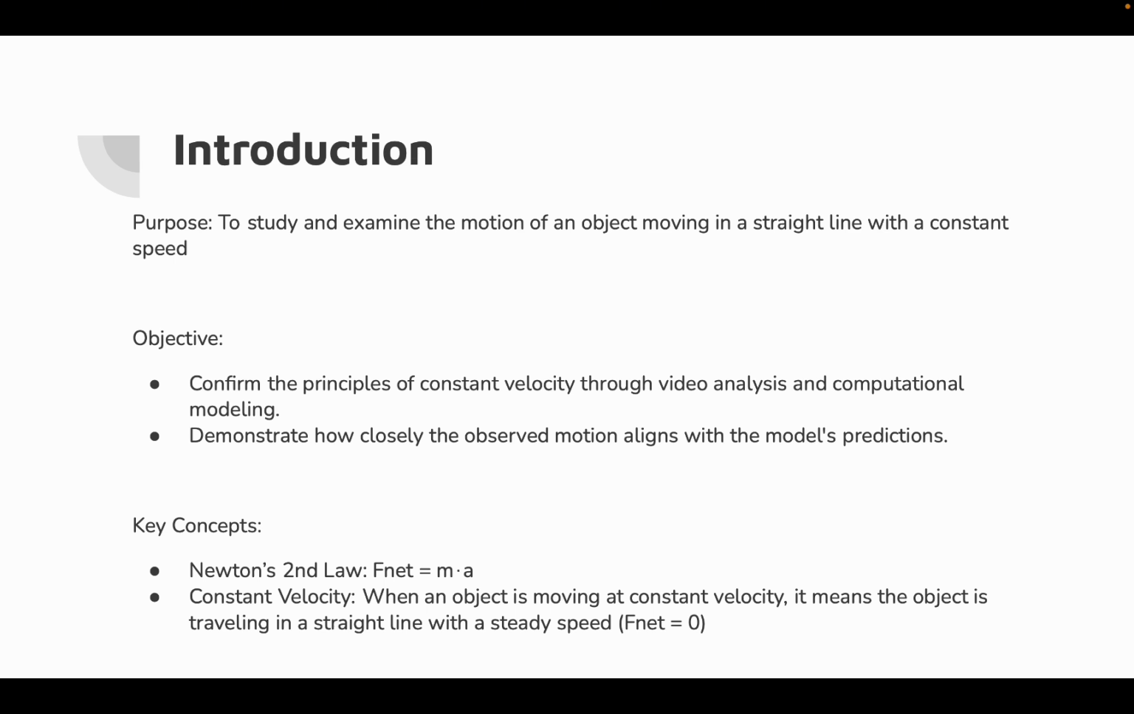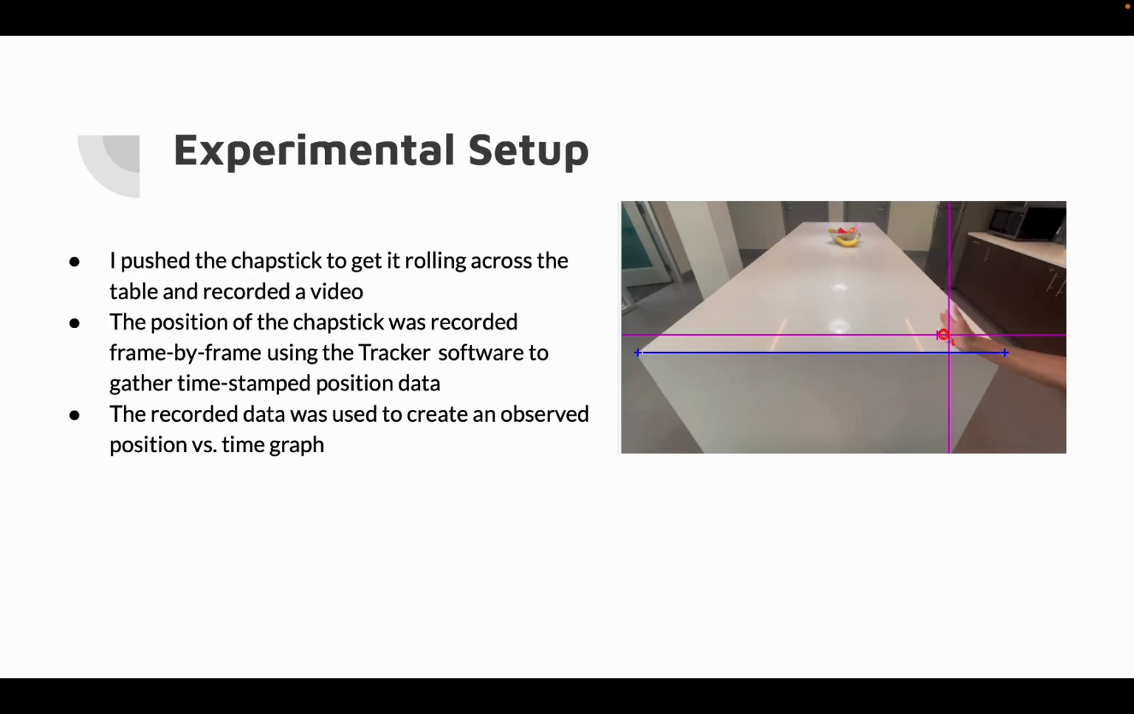Two key concepts of this lab were Newton's second law and constant velocity, which says that when an object is moving at constant velocity, it means the object is traveling in a straight line with a steady speed, therefore the net force is zero. For the experimental setup, I pushed the chapstick to get it rolling across the table and recorded a video. The position of the chapstick was recorded frame by frame using the Tracker software to gather timestamp position data. The recorded data was used to create an observed position versus time graph.